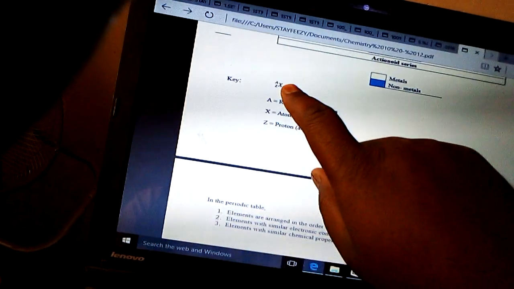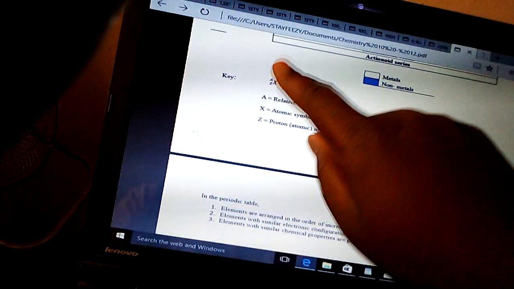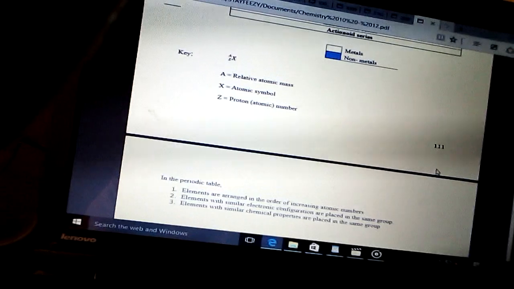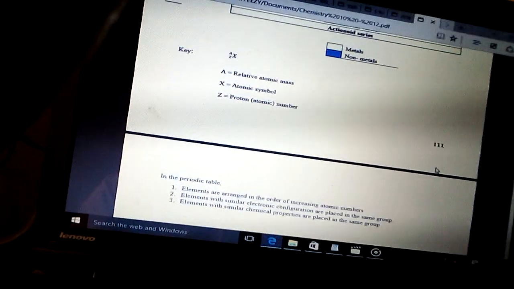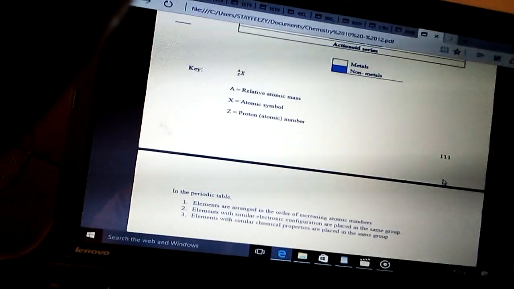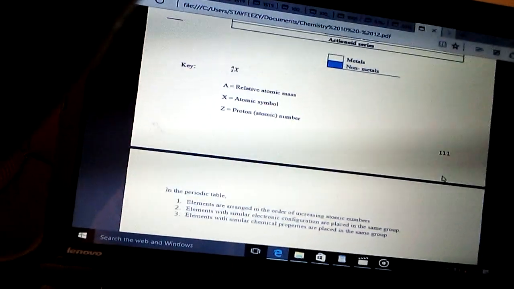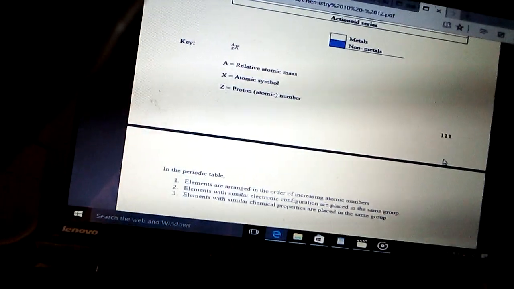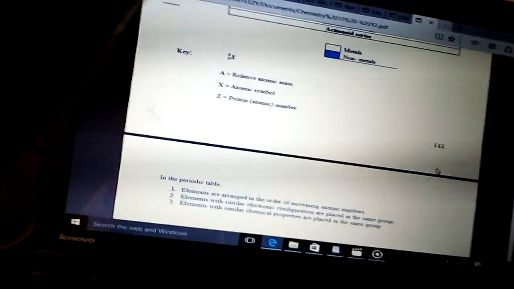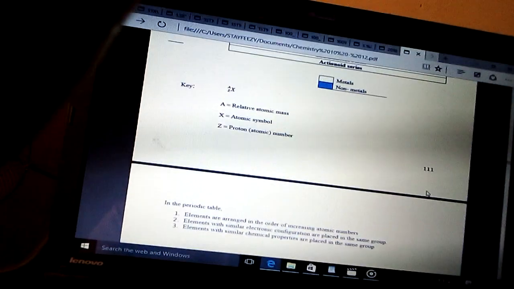So as I said, take note that this is the symbol for an element, which is X. Then we have A here and Z down there. A represents what we call the relative atomic mass. So you need to know that A is the atomic mass. We can also call it relative atomic mass, or a mass number or nucleon number. Then Z is the proton number. We can also call it the electron number or atomic number.